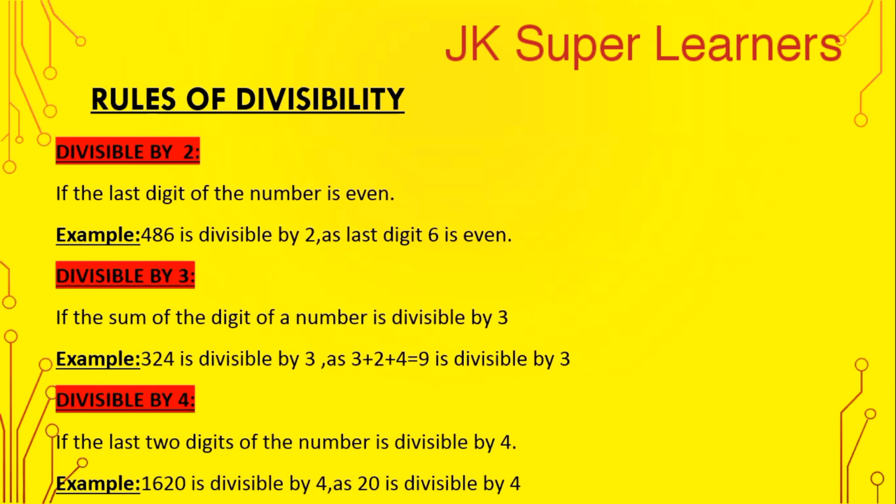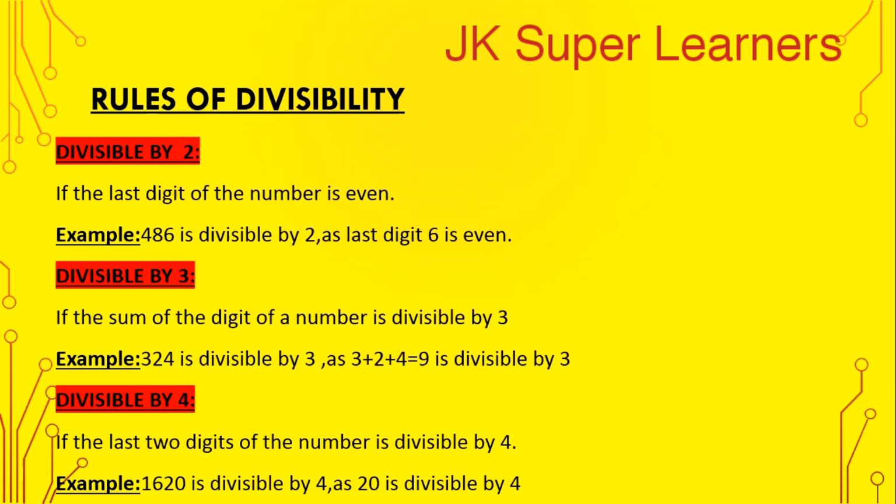Next is divisible by 3. If the sum of the digits of a number is divisible by 3, then that particular number is divisible by 3. For example, 324 is divisible by 3 because the sum of digits of this number, that is 3 plus 2 plus 4 is equal to 9, which is divisible by 3.